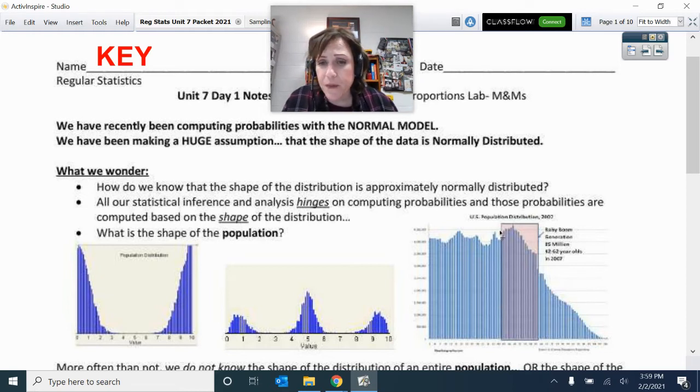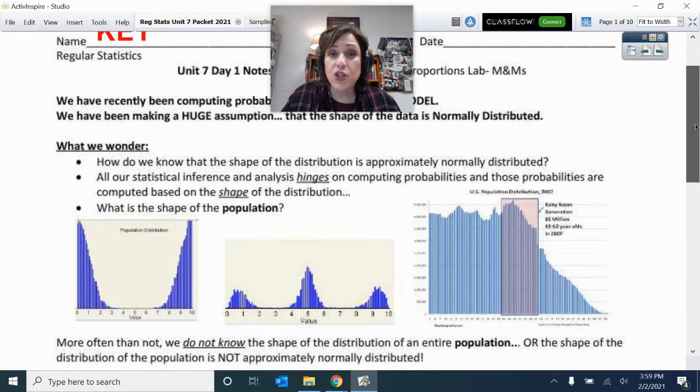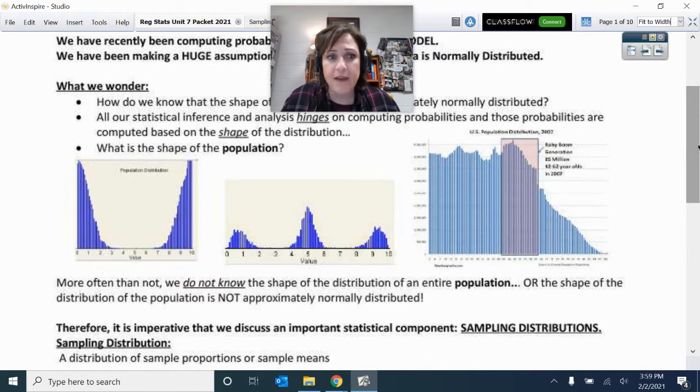Here's actually one that I got from the U.S. population distribution of 2007, and these were the ages and the proportion of baby boomers, 42 to 62 years old in 2007. So obviously not normally distributed. All of our statistical inferences and our analysis hinge on being able to compute with normal model math. Therefore, we must figure out what the shape of the distribution is.